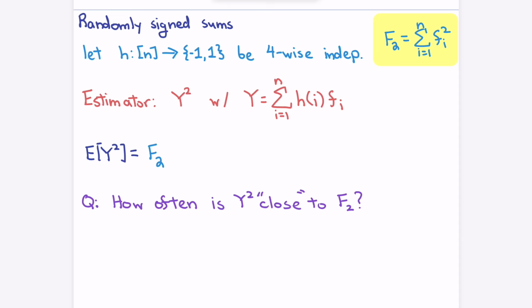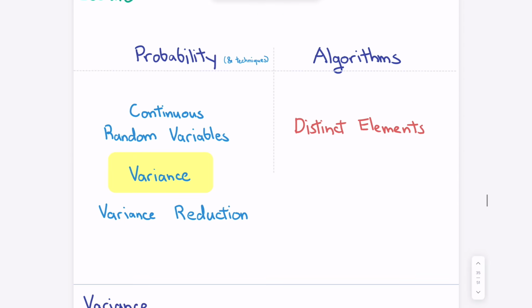But what we're really interested in is how often it is going to be a good estimate, right? We want to get to that 1 plus or minus epsilon kind of thing. How often can I get it within 10% error? Right now, it is okay in expectation. So that brings us to the variance portion of the lecture.